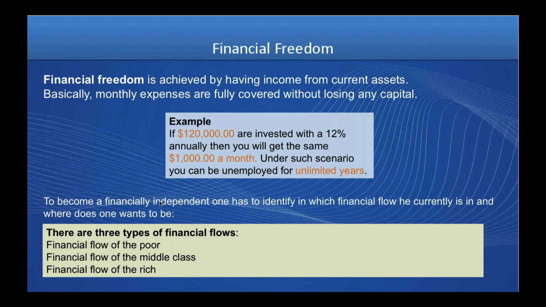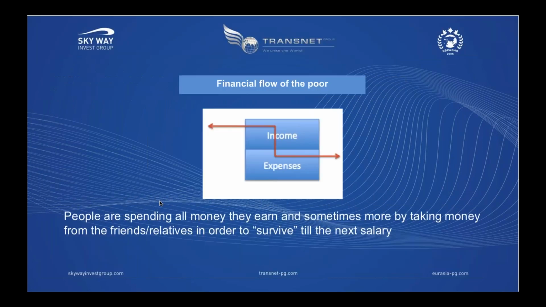And to become financially independent, one has to identify in which financial flow he currently is, and if you're not where you wanted to be, what you need to do to get there. Most of you, I hope, are aware of Robert Kiyosaki and his book, Rich Dad Poor Dad. That is where, 6 years ago, I first heard about the financial flow of the poor, middle class, and rich. Let's just briefly touch this topic.